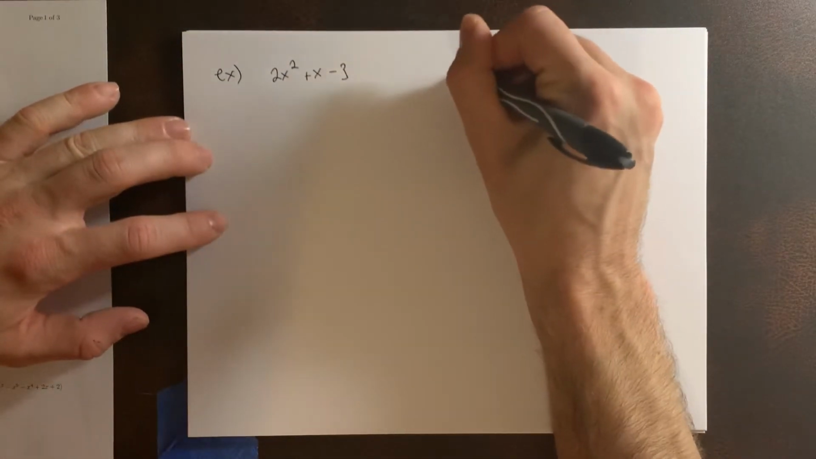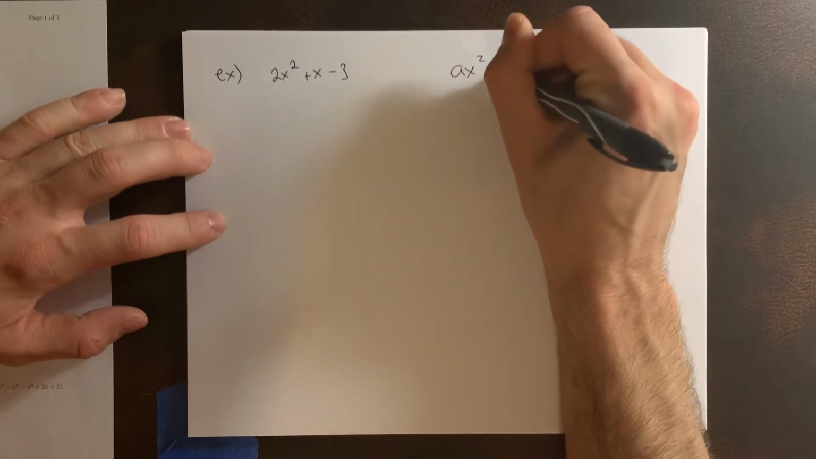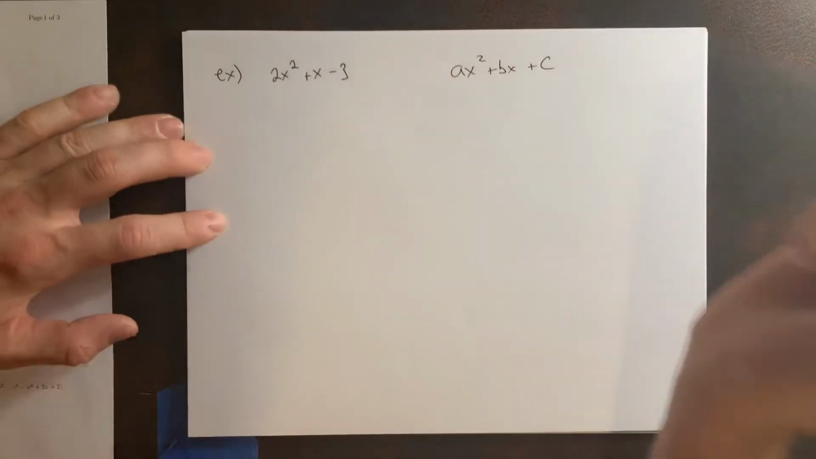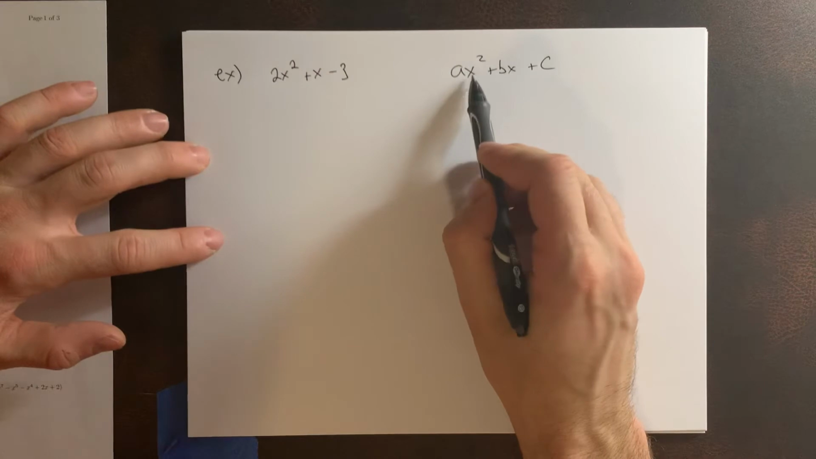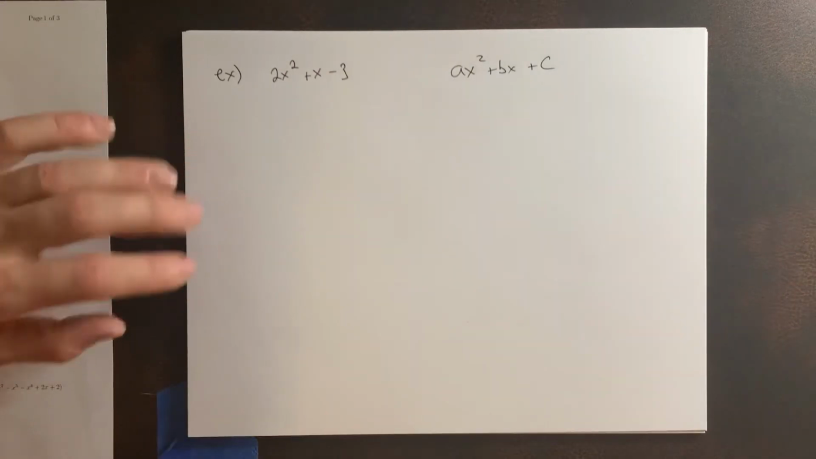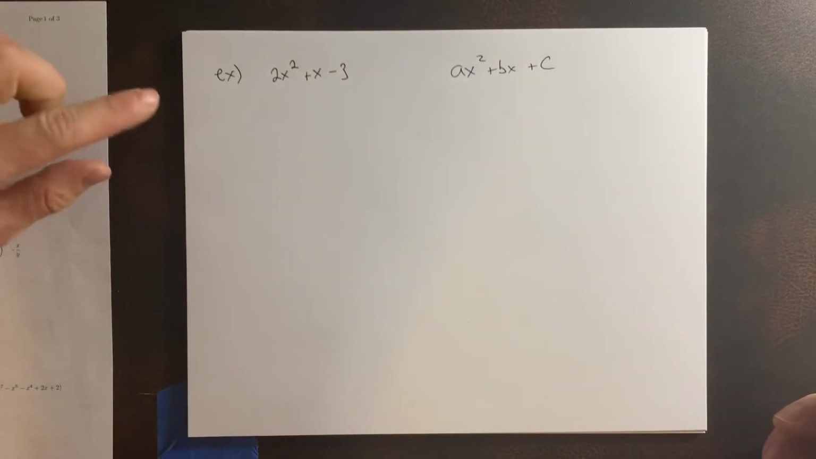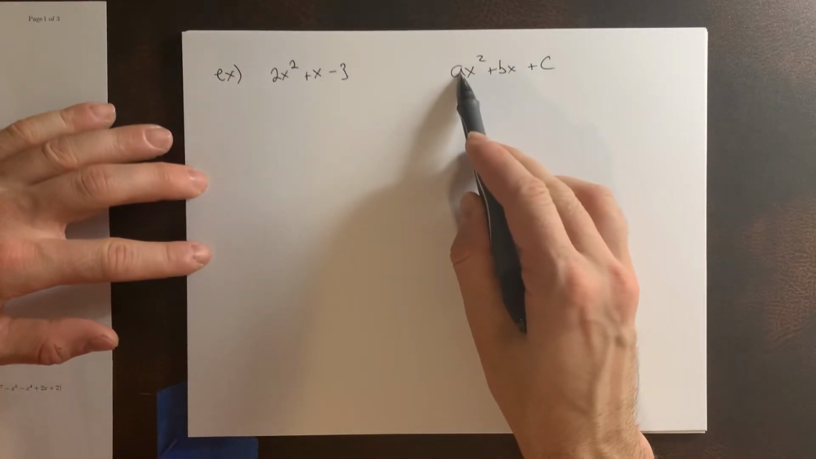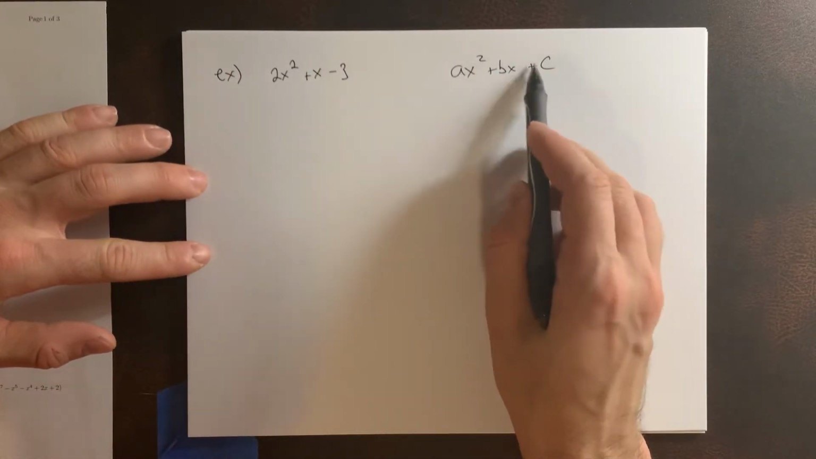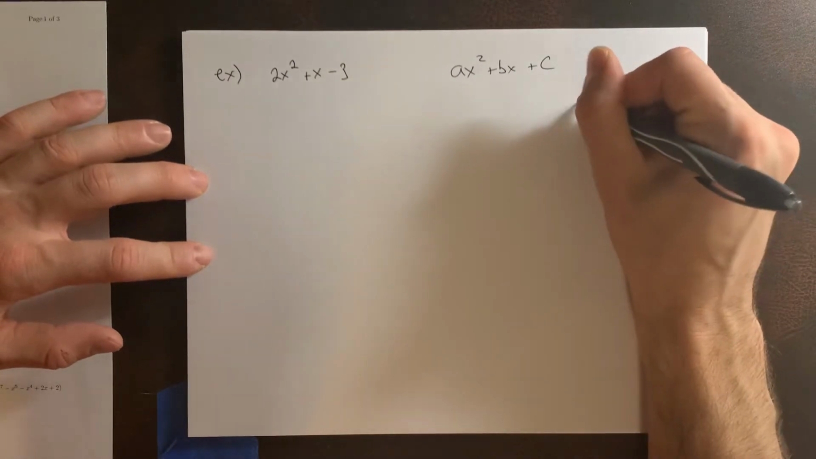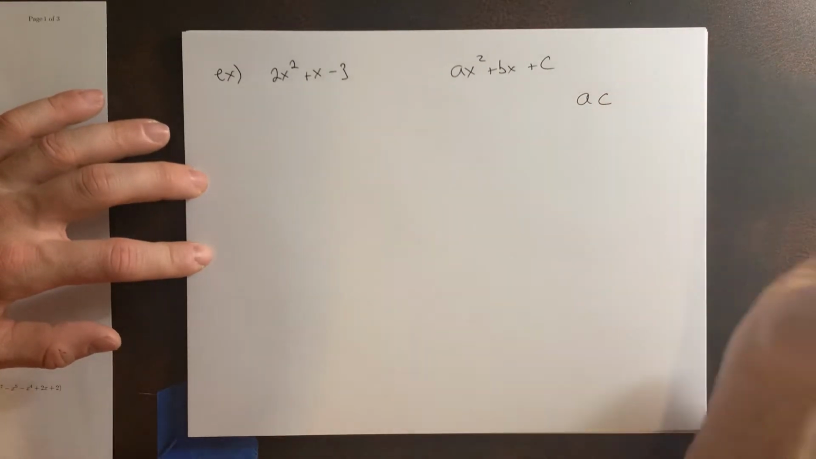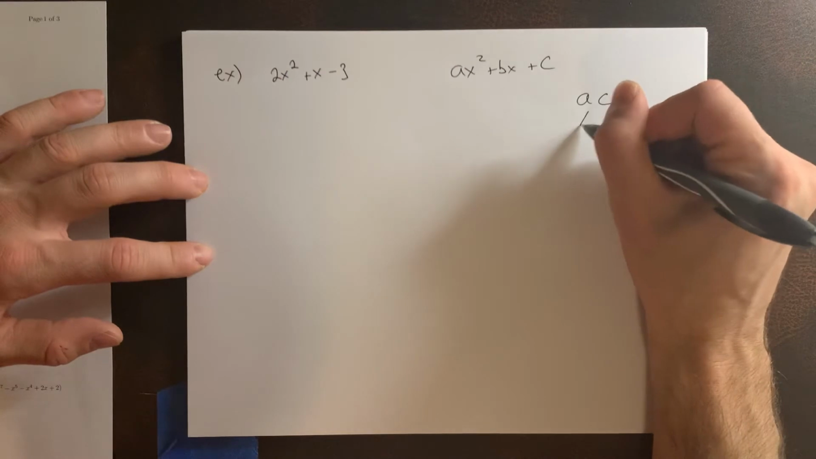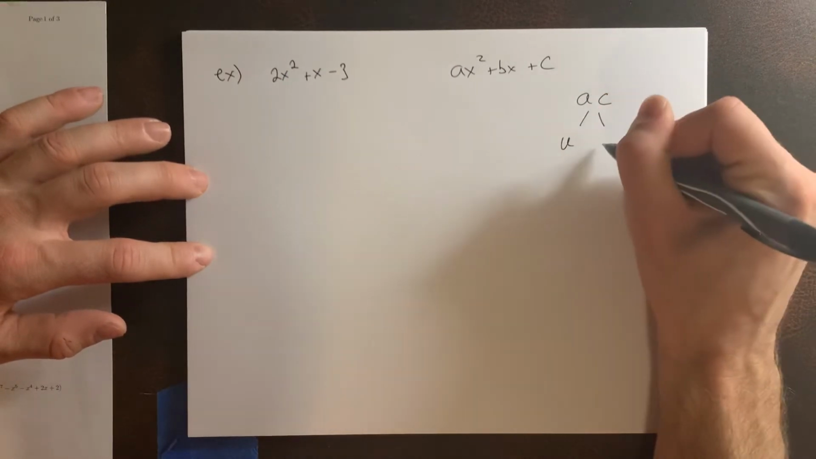So this one's of this form, ax squared plus bx plus c. And now the number in front of the x squared is a 2, so not a 1. And so how we do this one is going to be a little bit different. What we need to do, in general, is take the number in front of the x squared and the last number and multiply them together. So we need to find a times c. And then we need to find two numbers. We'll call them u and v.